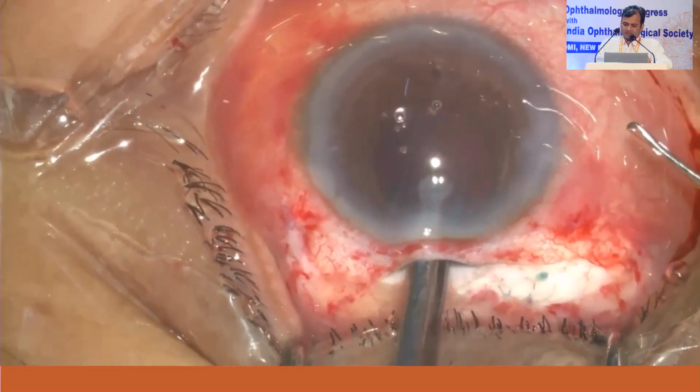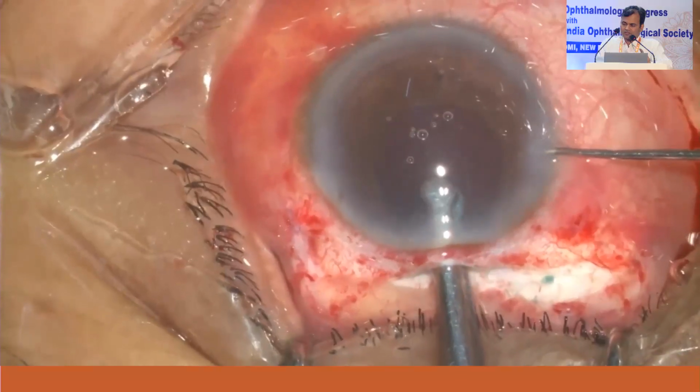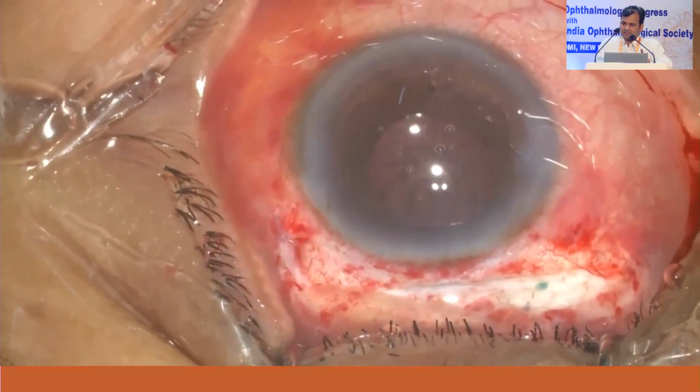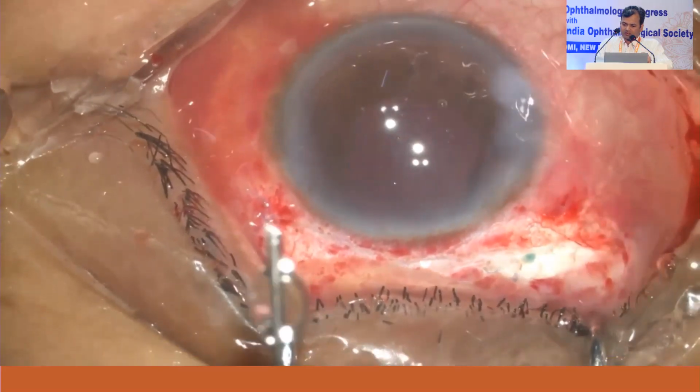I already pointed out that your side port tunnel should be small. It should not be big. Otherwise, you will not be able to enclavate it properly, and there will be ovalization of the pupil. So it should be small, not like the side port you usually make in phaco and other procedures.